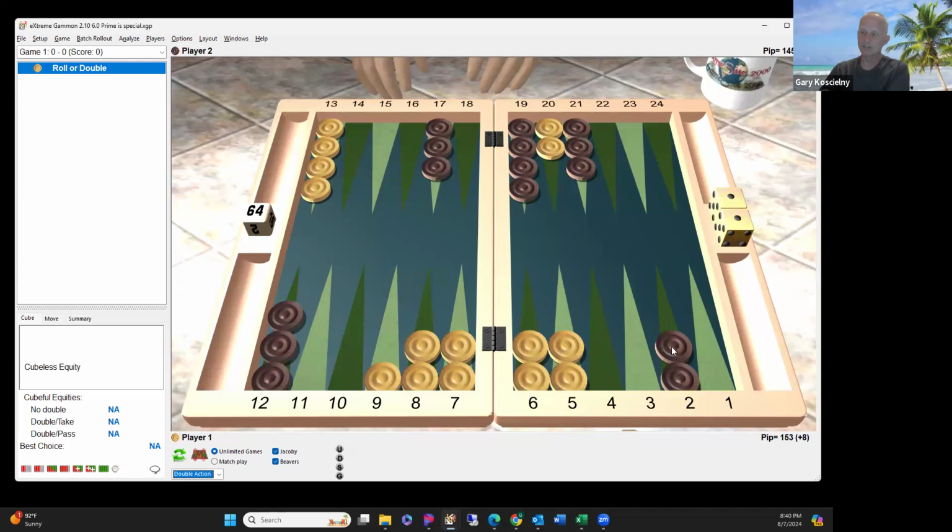And then race, we're behind in the race. So if you looked at the Olsen system, you don't have a blitz, you don't have a race, you've got priming, and maybe threats, but you've got 1 out of 2. But still, this is a double and a pass.